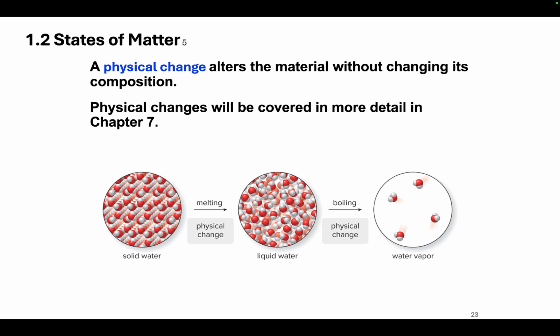When I start to change things physically, we call that a physical change. So I'm altering it without changing the composition. We're going to cover those more in Chapter 7, but one example of a physical change is just changing the state of something. If I take solid water, I add heat to it, it goes through melting and becomes liquid. I can continue adding heat, and eventually it'll boil and turn into a water vapor, but all the while it's still water. And so that indicates a physical change.